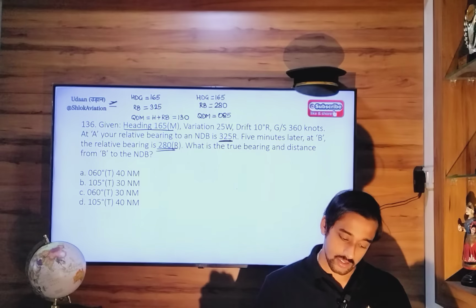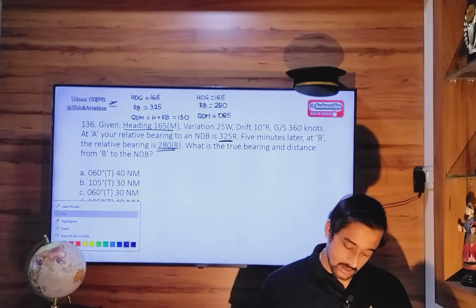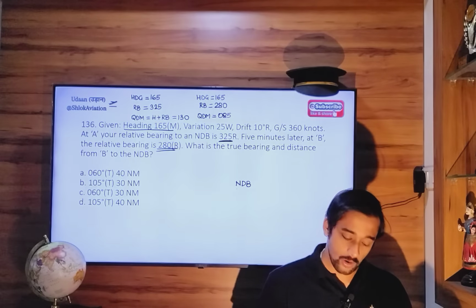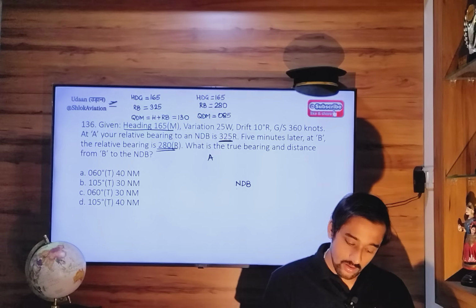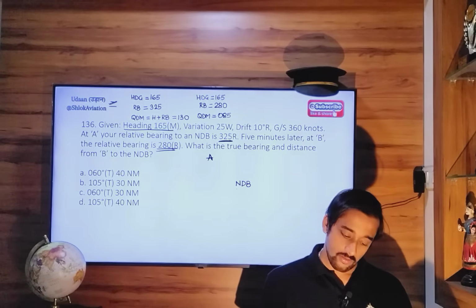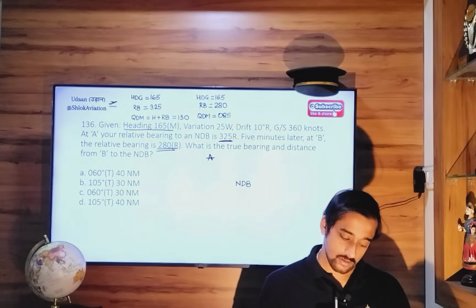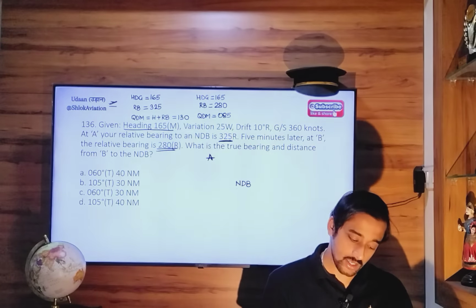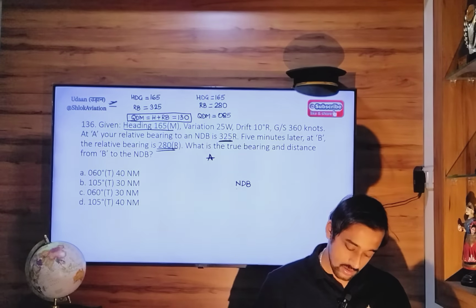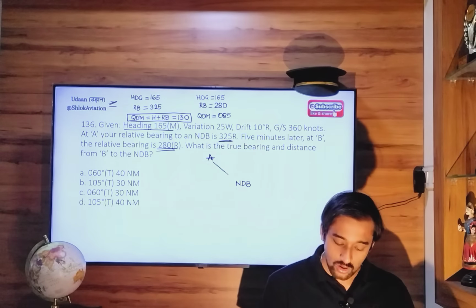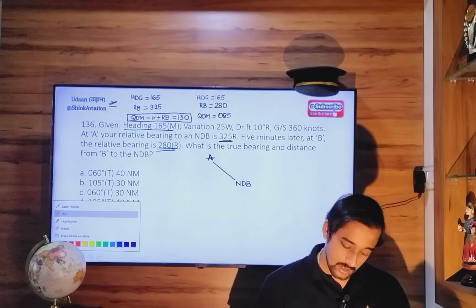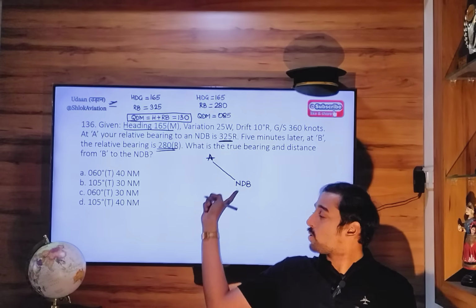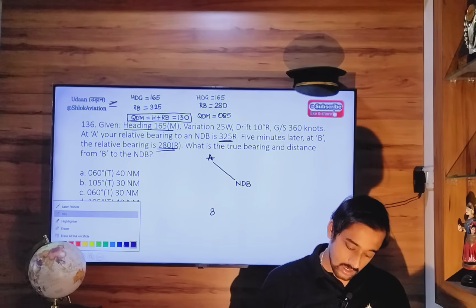That means your NDB station is here. When you are at location A, the track towards the station, QDM, is 130. At location B, the track to the station is 085.